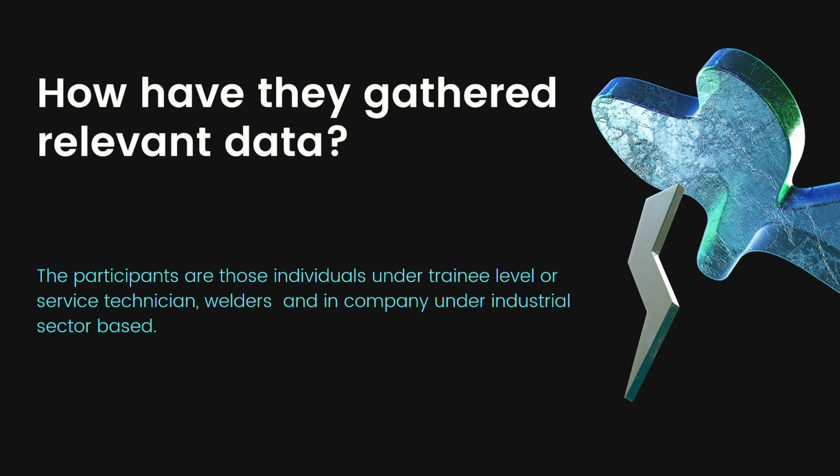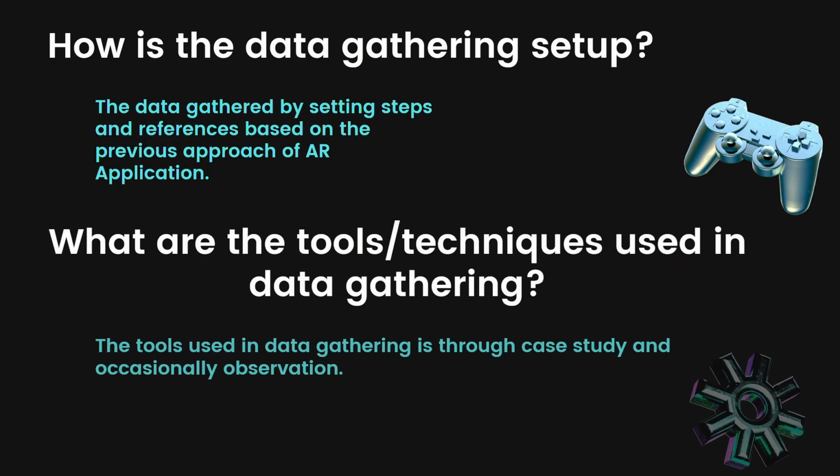How have they gathered the relevant data? The participants are those individuals at trainee level or service technicians, welders, and people in companies in the industrial sector. So how is the data gathering set up? The data is gathered by setting steps and references based on the previous approach of AR applications. And what are the tools or techniques used in the data gathering? The tools used in data gathering are case studies and occasionally observation.